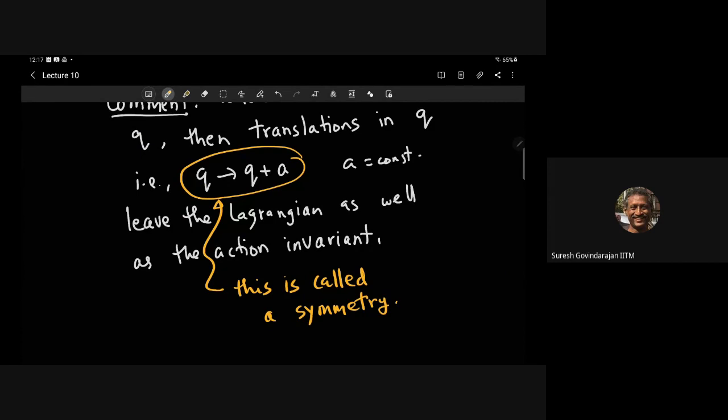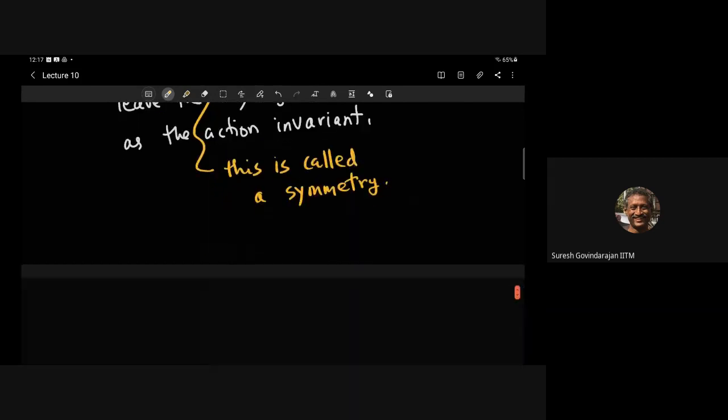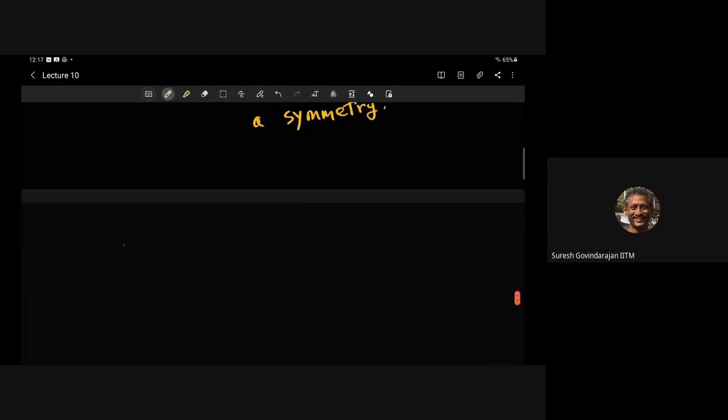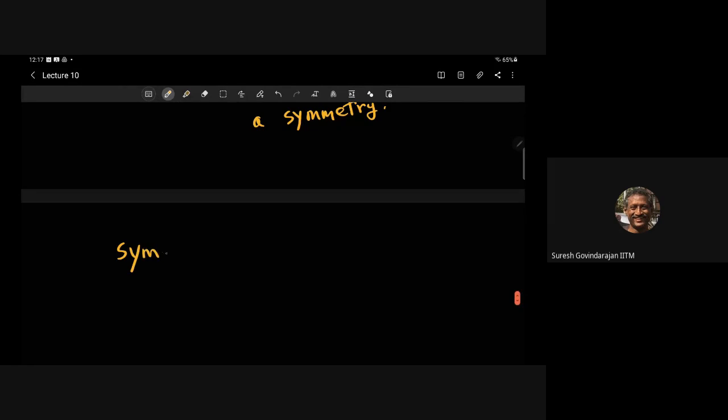Okay. So just one more comment here is that I said that if the Lagrangian is invariant, obviously the action is invariant. But the converse need not be true. The action can be invariant, but the Lagrangian may not be. So we actually only need the weaker condition, which is that the action is invariant. So that's what we call a symmetry. Okay, so symmetry. So that's a beautiful story.